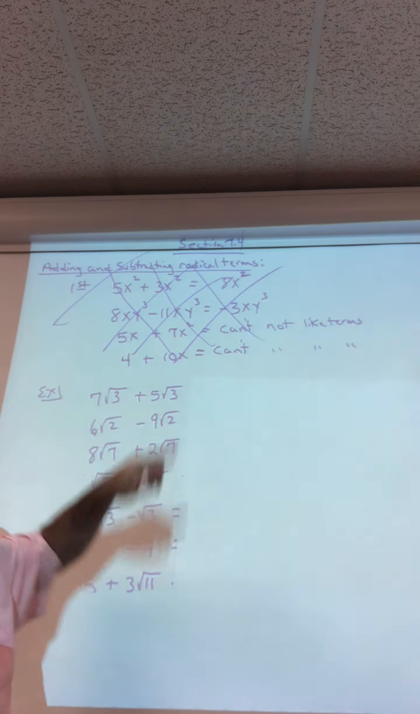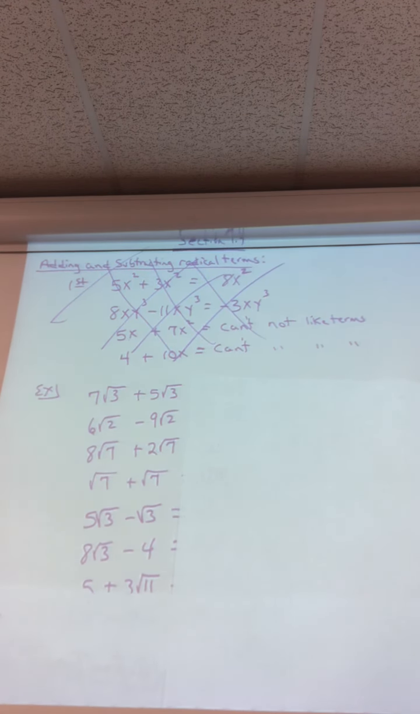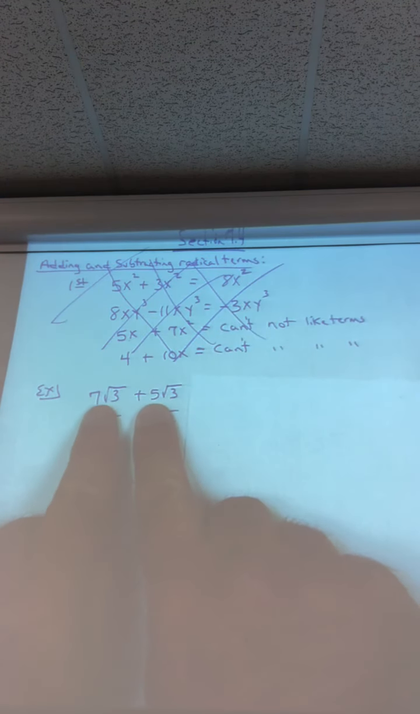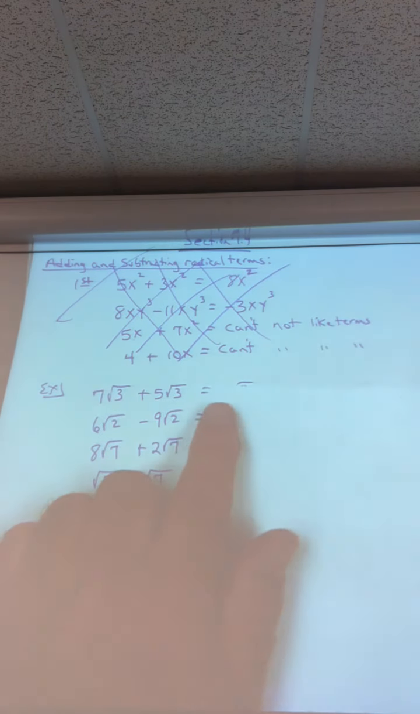7 square root of 3 plus 5 square root of 3. Are they like terms? Yes, they are. Why? Because the only difference is their coefficients. So, if they're like terms, you just add the 7 plus 5. What is 7 plus 5? 12. But remember, when you're adding apples to apples, you get apples.